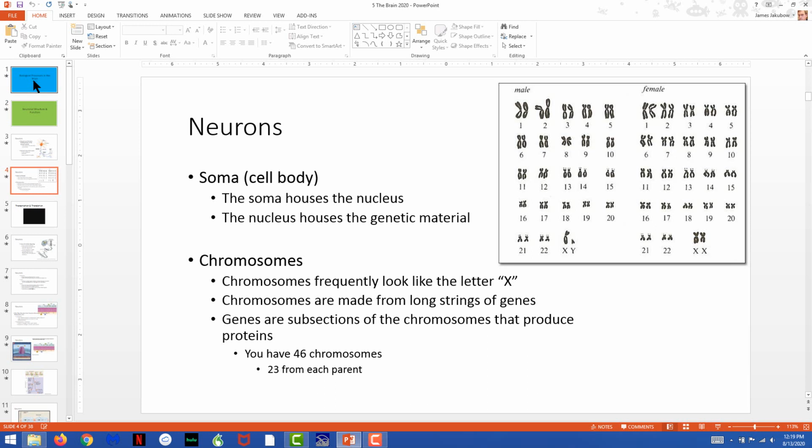Now, the soma, again, has the same meaning as cell body. And it's relevant for us because it's the location where your nucleus is. And your nucleus is, of course, a spherical shape that has pores on it and contains all of your genes. And that's the primary purpose.